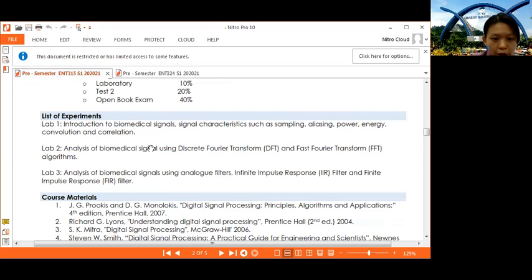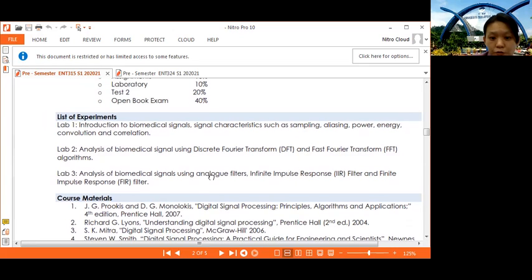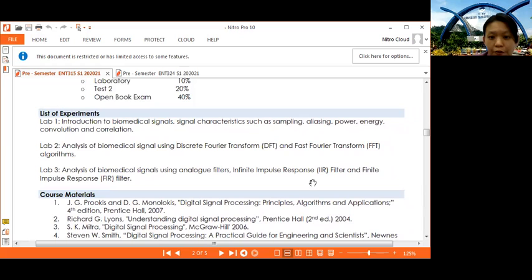Lab 2, we will have the digital analysis for the biomedical signal using the DFT and FFT algorithms. Lab 3, we will analyze the biomedical signal using the analog filter, the IIR filter, and the FIR filter. So we have 3 filters: analog filter, IIR filter, and FIR filter.